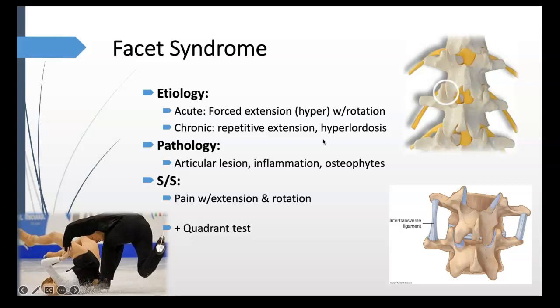So when we think about signs and symptoms of a Facet Syndrome, those patients are going to have pain with extension and rotation and will have a positive what we call a quadrant test. With the quadrant test, the patient can be standing or seated depending on their signs and symptoms. So if they have lots of signs and symptoms with standing, then seat them. But essentially what you're going to do is, in either a standing or seated position, the patient is going to extend the spine and then they will rotate and they will report pain in the facet joint region.